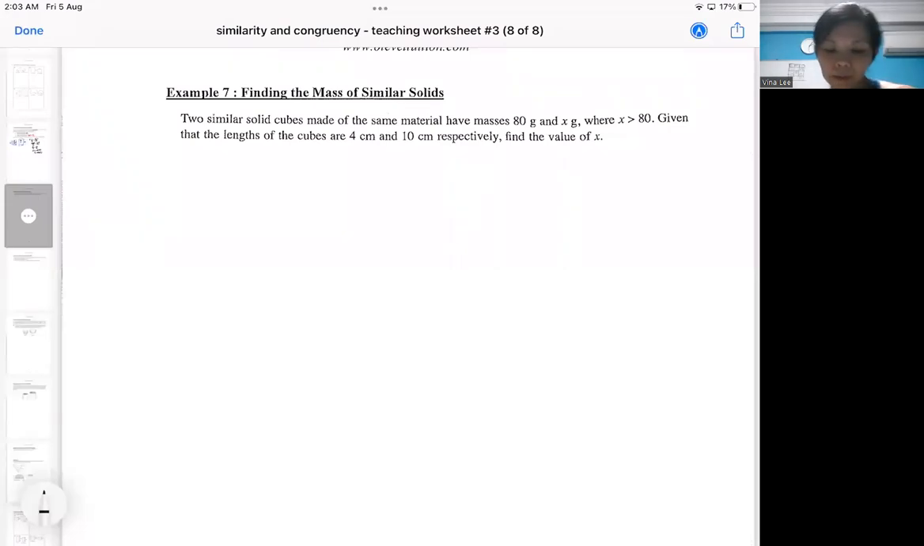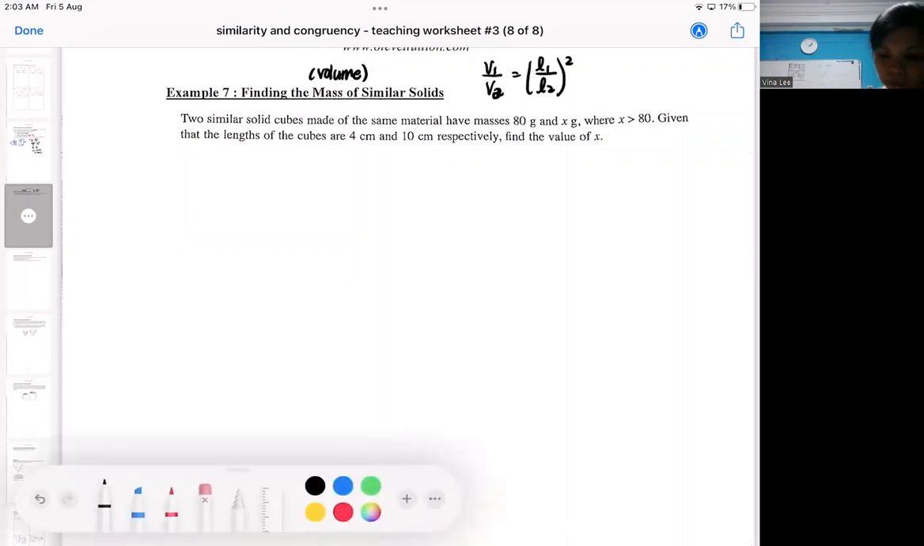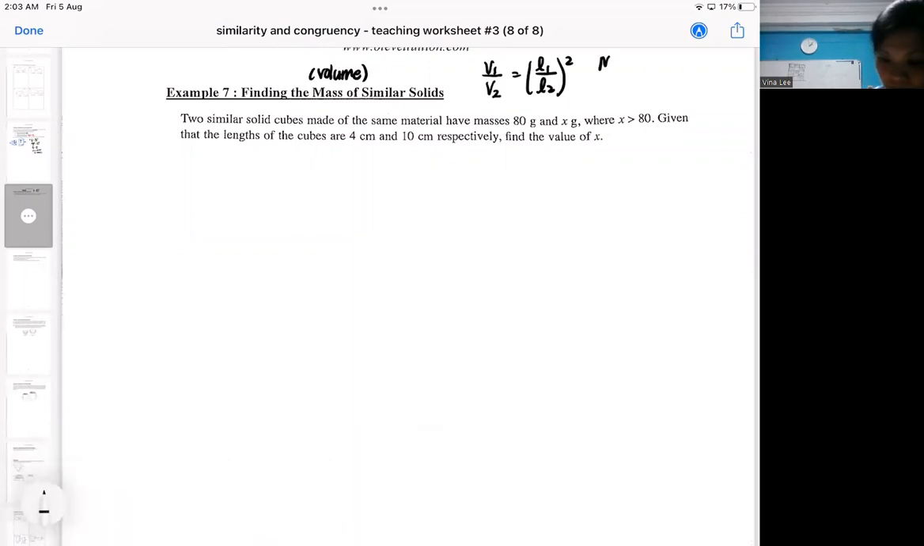So for this question, we are finding the mass of similar solids. Mass falls under volume. So when we explore mass, we will still be doing it like the volume ratio. Some of you might want to do it this way: you can write it as a mass ratio like this, M1 over M2.